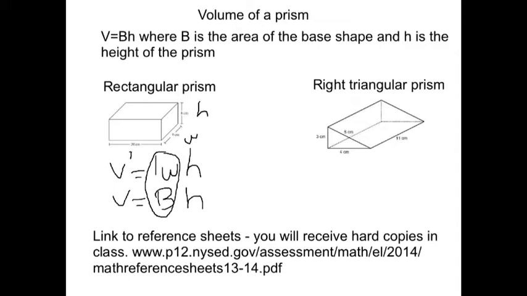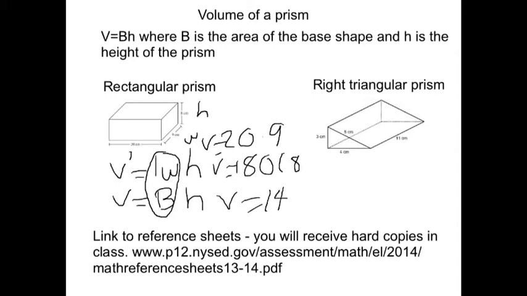So the base shape area would be 20 times 9, or 180, and then I would multiply 180 by 8, and then I would get my end volume, which is 1,440, and it's centimeters cubed. Basically, all I did in this situation was, because it was a rectangular prism, I multiplied length times width times height. But the reason I was able to do that is because any rectangular prism's volume is the area of the base shape times the height.